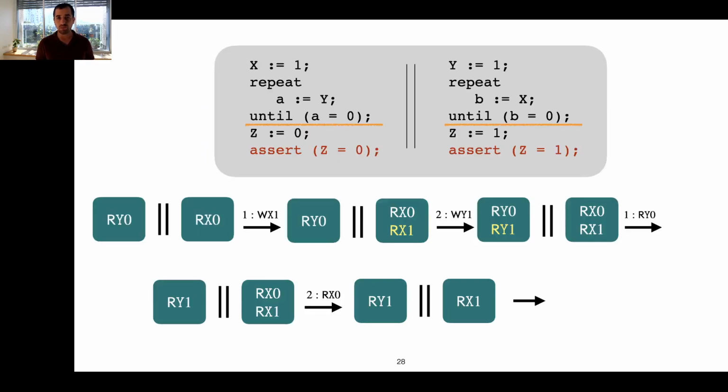Here is how it works for our example. Initially, we start with the potentials that only allow to read 0. Then, the first thread writes 1 to X and adds a corresponding entry in the potential of the second thread. Then, the second thread can do the same and add the option to read 1 from Y in the potential of the first thread. Then, the first thread can read 0 from Y, consuming its option in the potential, and similarly, the second thread can read 0 from X. This leads us to the error state, where both threads are in the critical section at the same time.